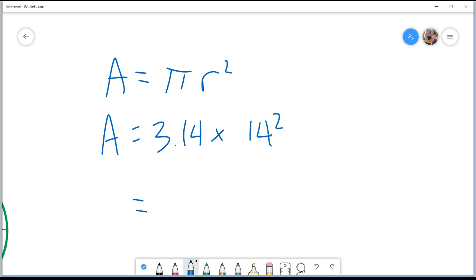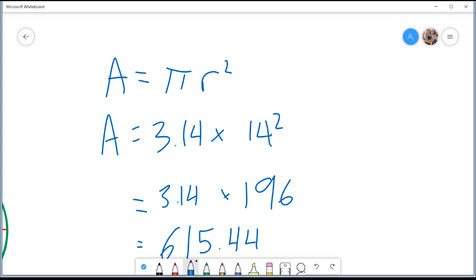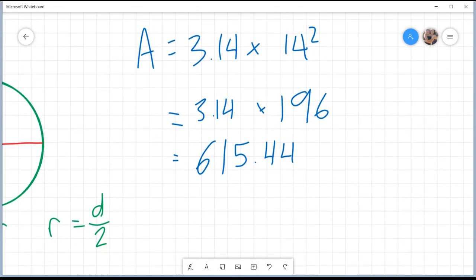Order of operations says we have to do 14 squared first. 14 squared is 14 times 14, or 196. And we're going to multiply that by 3.14. So I'm going to do that on my calculator real fast. And I got 3.14 times 196 is 615.44. So that's going to be our area.